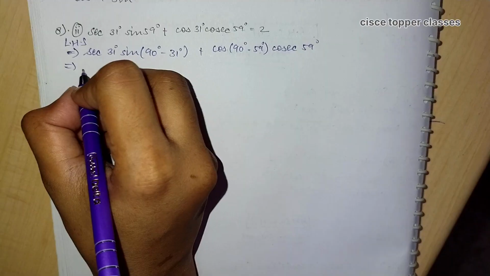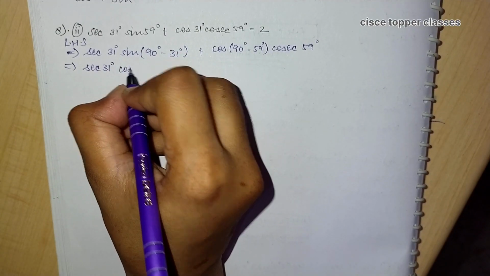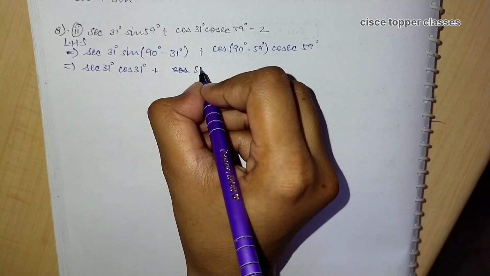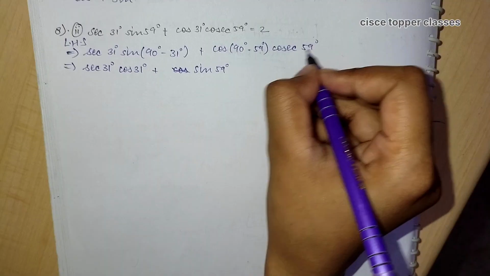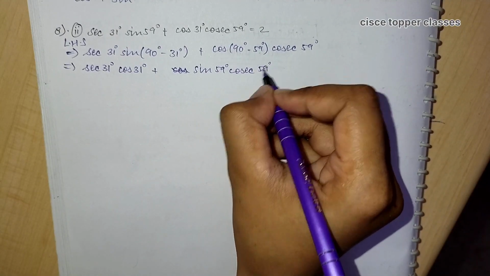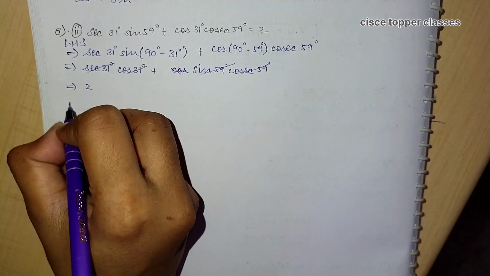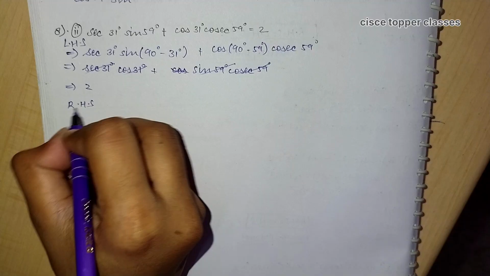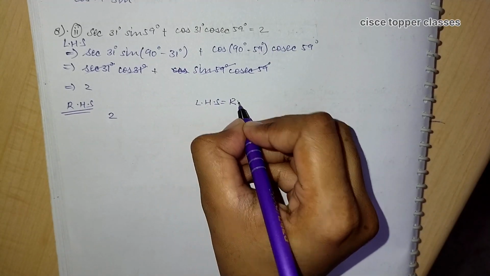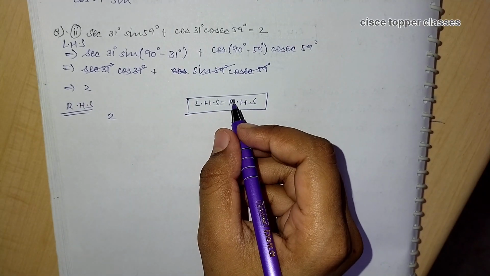So we can write this part sec 31 here, and we know sin (90 minus theta) is cos theta, so this will be cos 31 degree, plus cos (90 minus theta) is sin theta, so this is sin 59 degree. Cosec 59 degree, here we can write, so we know cosec 59 degree we can write 1 by sin 59 degree, so this will cancel out and here we will get 2. So RHS part, it is given that this is equal to 2. From that we can write LHS is equal to RHS. So this is the solution of this question. This is only we have to prove in the 8th second part.